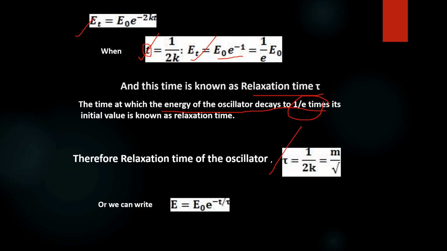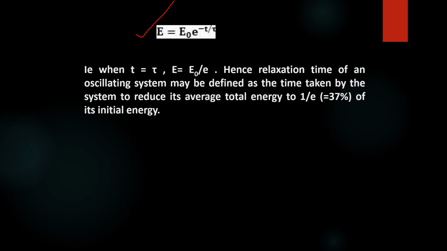or you have earlier put gamma by m as 2k. So therefore 1 by 2k is equal to m by gamma, where gamma is the damping coefficient. Also we can write E is equal to E0 into e raised to minus t by tau. This is the energy written in terms of relaxation time. You have to remember this equation. Energy E is equal to E0 into e raised to minus t by tau.